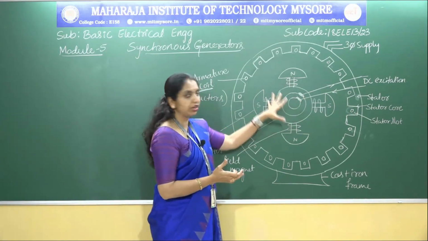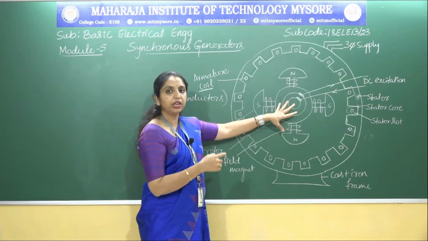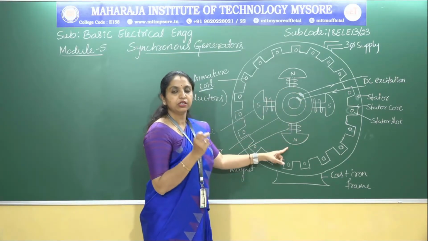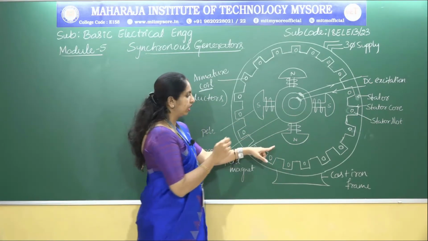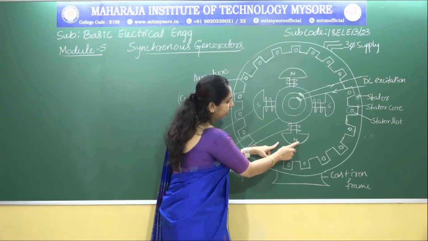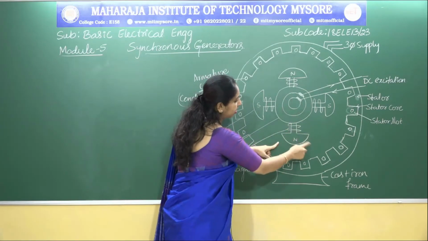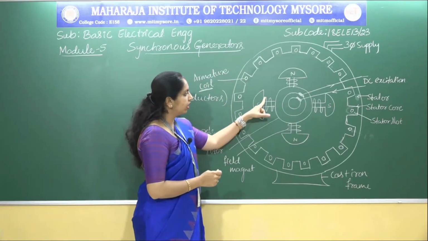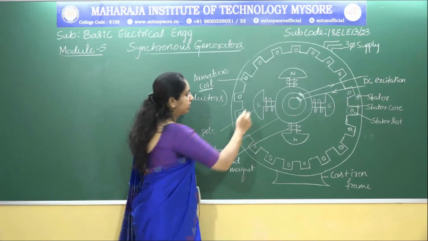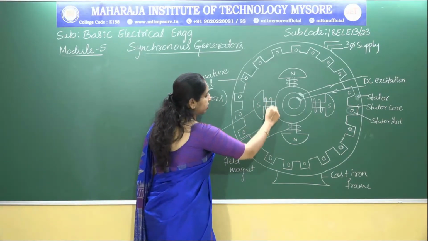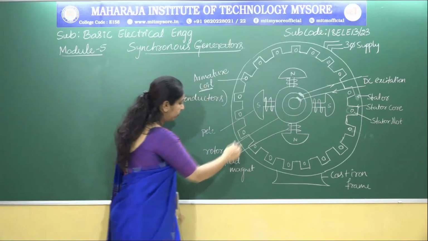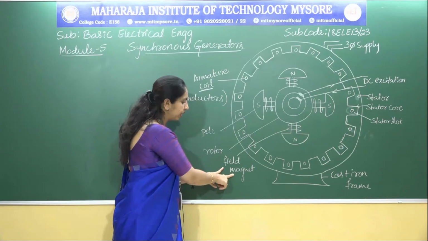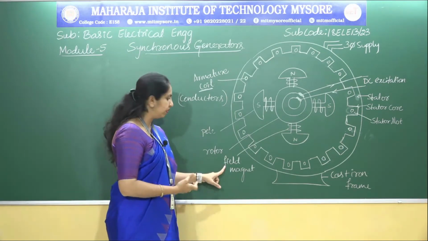The rotor is a cylindrical structure which can rotate inside the stator with a small air gap. You can see there is a gap between the rotor and the stator, right? And it houses the field winding. We have already shown here the field magnet, or we also call it the field winding, where we find the magnetic field.